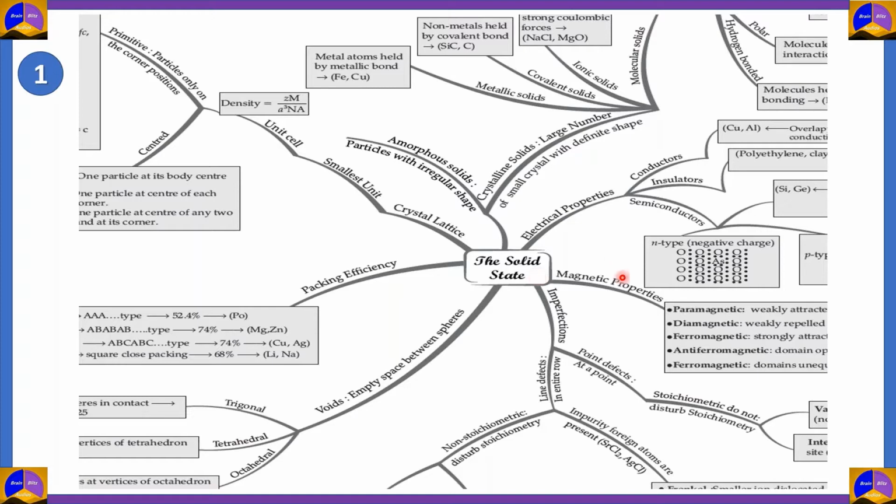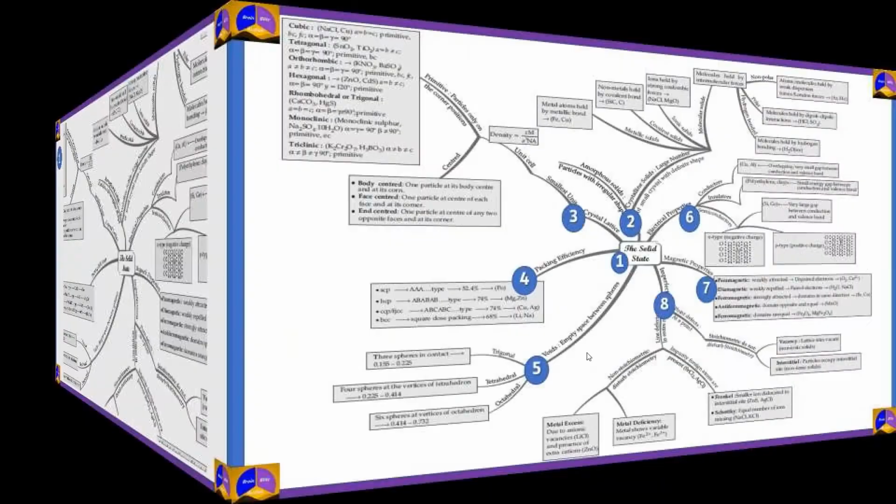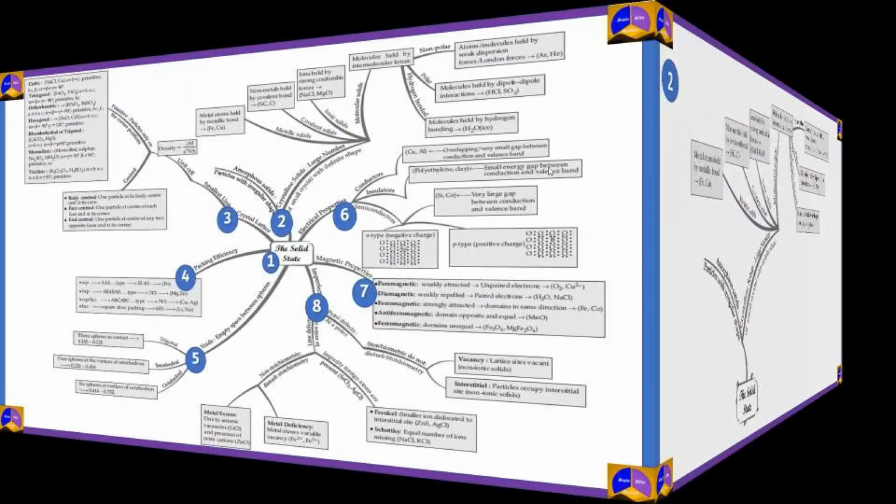So today we'll be looking at first the types of solids, crystalline and amorphous, and their various subtypes. Then we'll be looking at a crystal lattice and more details about the unit cell of a crystal lattice. Then we'll be looking at packing efficiency of particles and voids, which are the empty spaces between them. Then we'll be looking at electrical and magnetic properties of solids. And finally, we'll be looking at imperfections, which can affect solids. So first, let's move on to the types of solids.